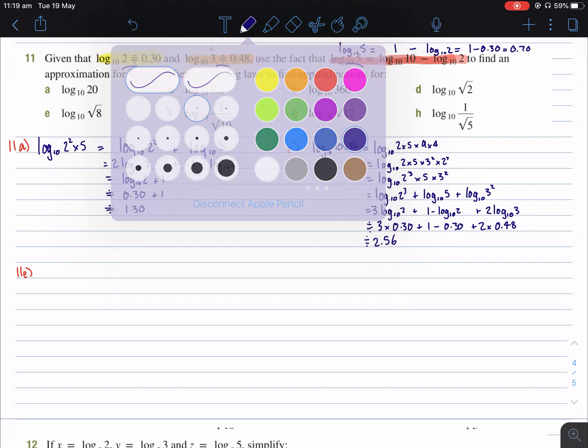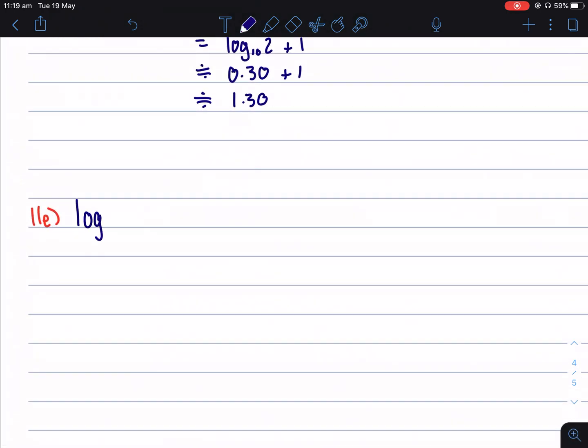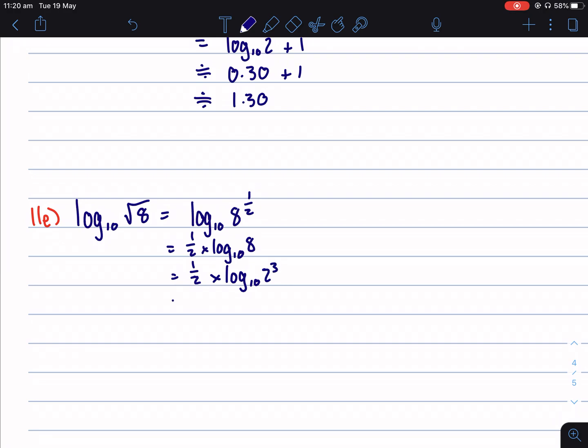So we've now got CE, log base 2 of root 8. Which is the same as log base 10 of 8 to the half, which means I've got half times log base 10 of 8. Now 8 is 2 cubed. Take that 3 down the front now, so I've got half times 3 times log base 10 of 2, half times 3 times, well, that's about 0.3. So 0.45.